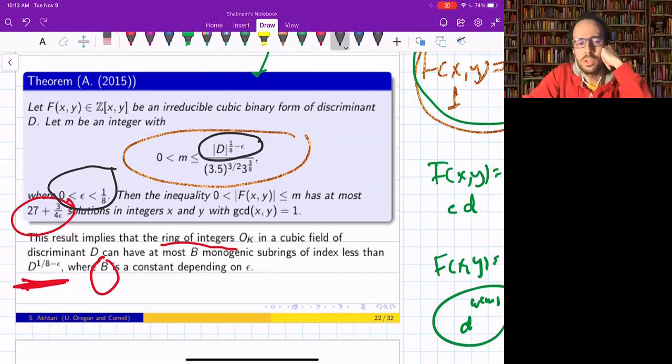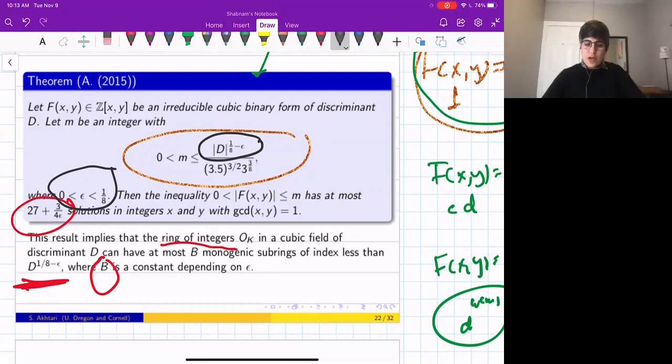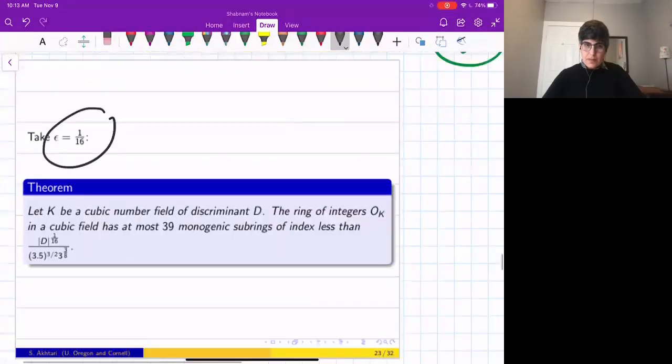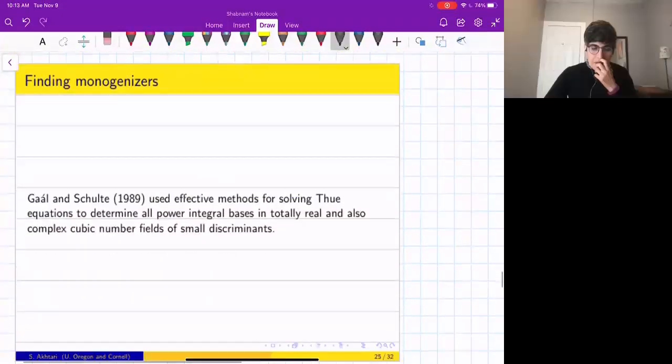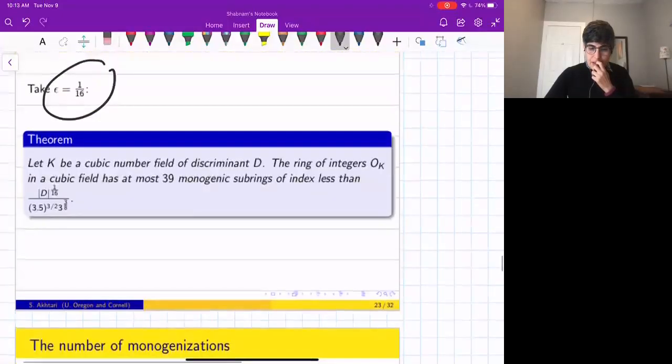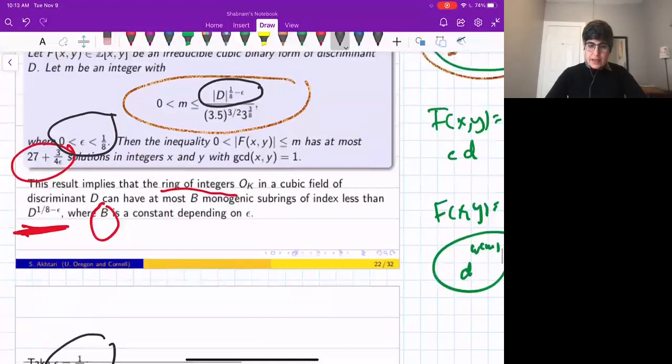I also have some questions. Can you say a few words about the proof or the method of the proof of the last two results you mentioned? This one and the one with Bhargava.